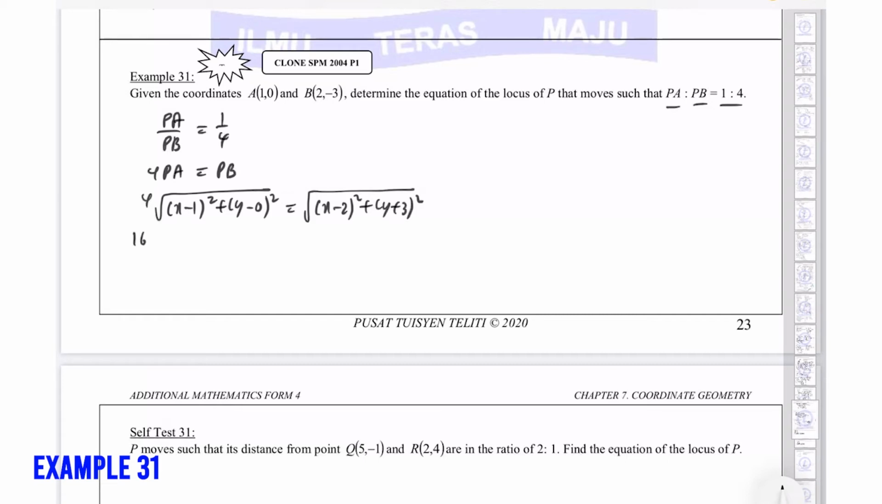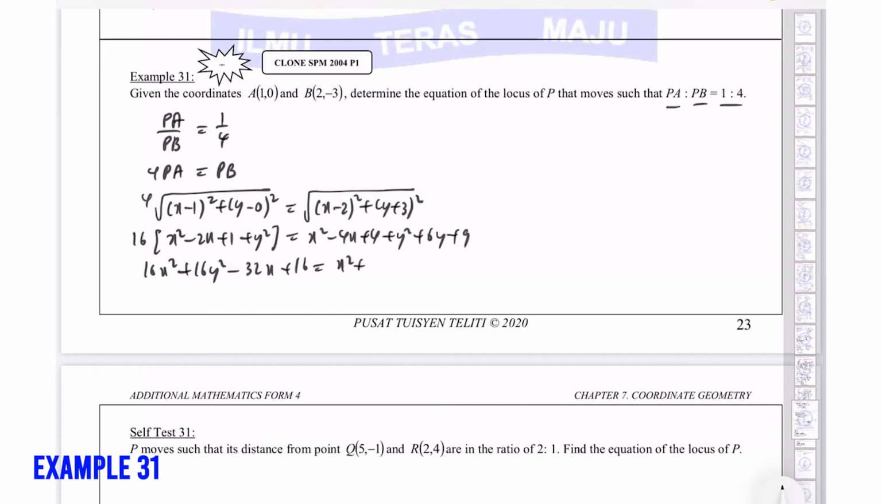So when I square both sides, 4 squared is 16. This is x squared, expand is x squared minus 2x plus 1. You have a y squared here. This is x squared minus 4x plus 4. This is y squared minus 6y plus 9. So as I multiply inside, 16x squared plus 16y squared minus 32x plus 16 equals x squared plus y squared minus 4x minus 6y plus 13. Now 16 minus 1 leaves 15. 15x squared plus 15y squared, minus 32 plus 4 is minus 28. Then you add 6y, 16 minus 13 is just 3.